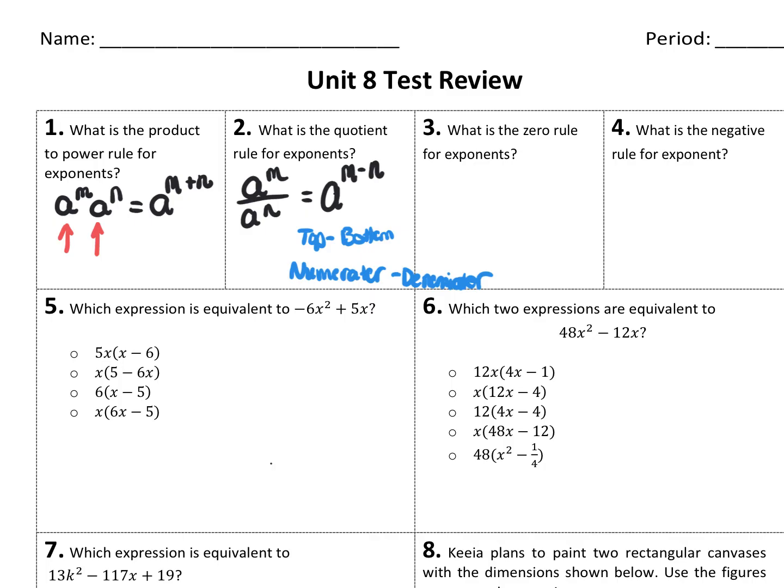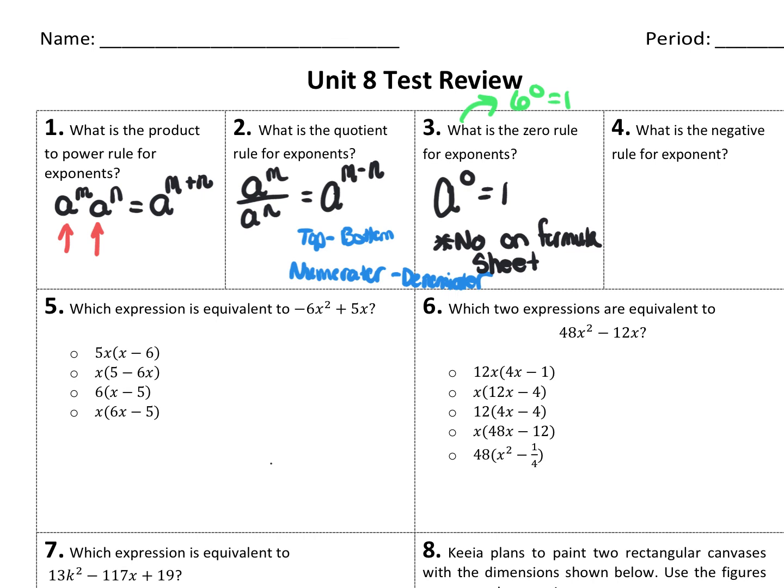The zero rule says that a to the 0th power equals 1. This is the only rule not on your formula sheet. But if you ever forget, you can always put a practice problem in the calculator, like type 6 to the 0th, and it will come out to 1.